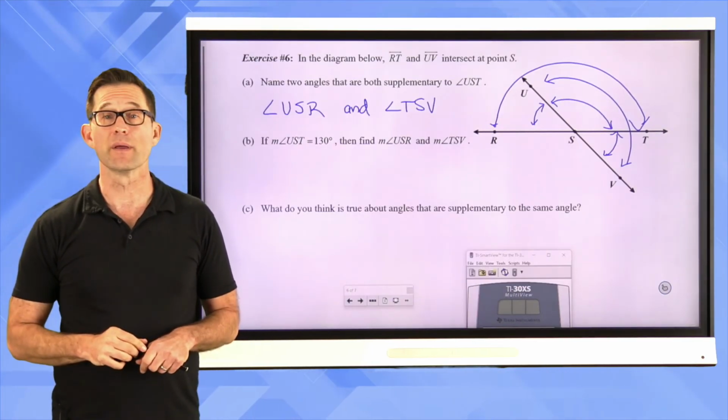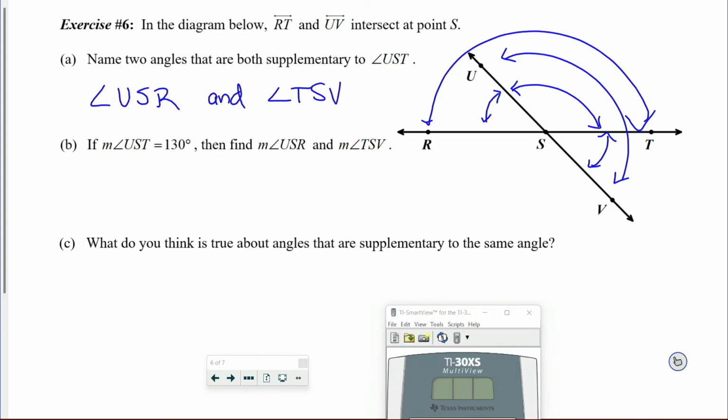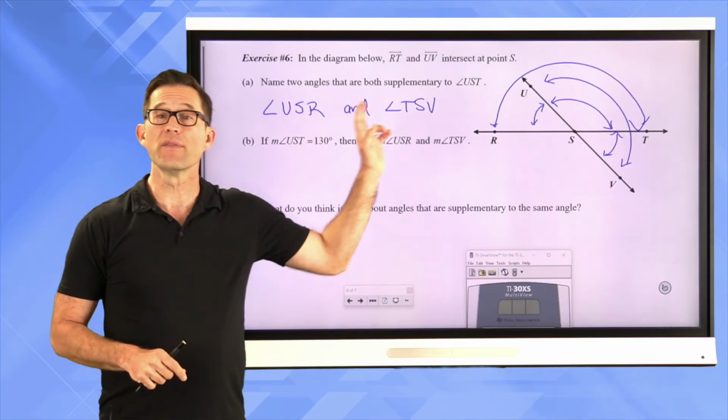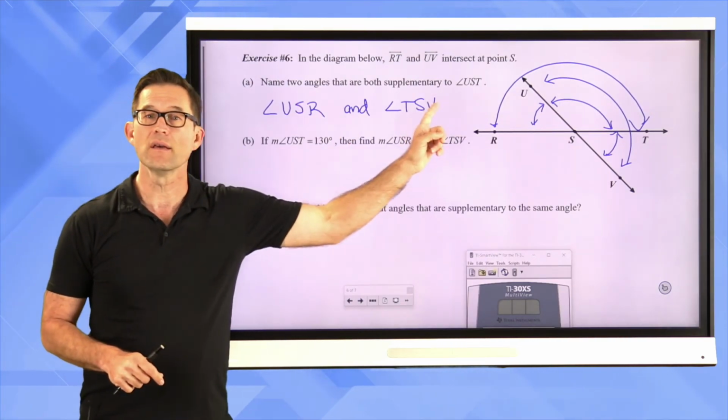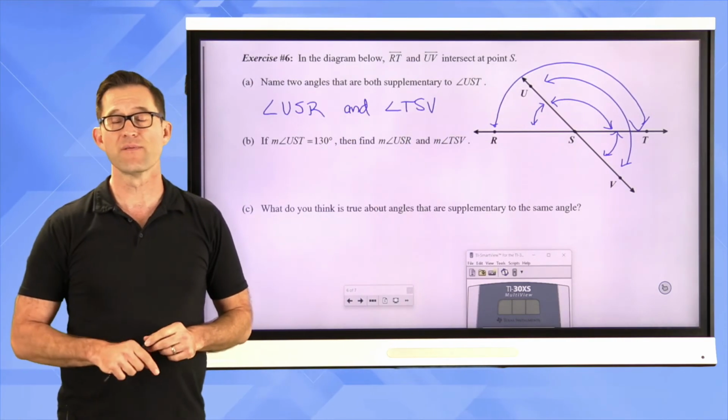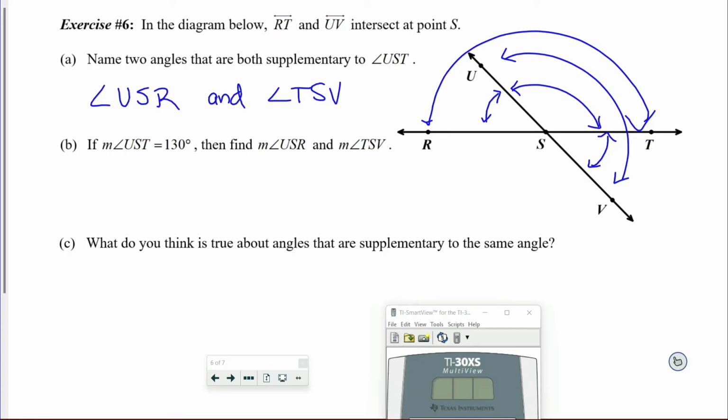Now let's take a look at letter B. If the measure of angle UST is 130, then find the measure of angle USR and the measure of angle TSV. So again, I actually now want to find the measure of both of these 2 angles if I know that the measure of UST is 130. Why don't you pause the video and go ahead and do this.